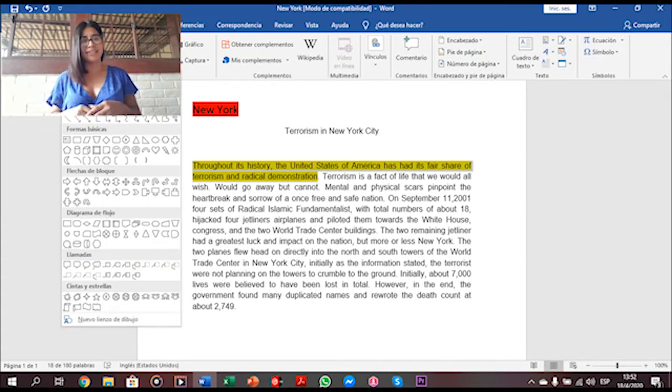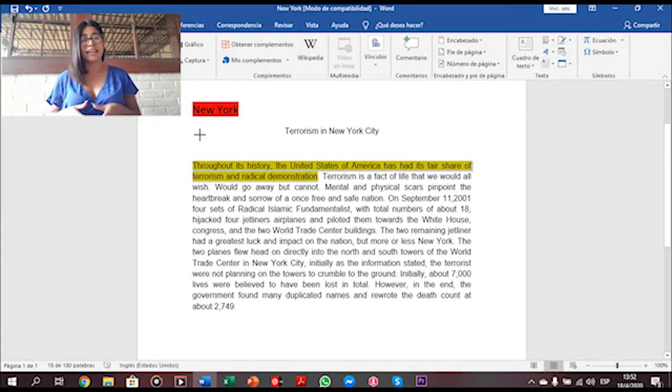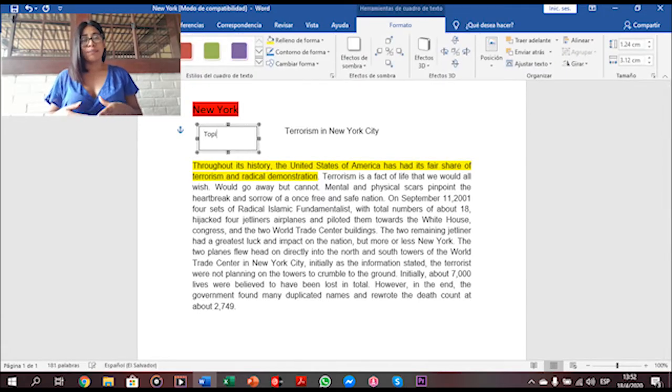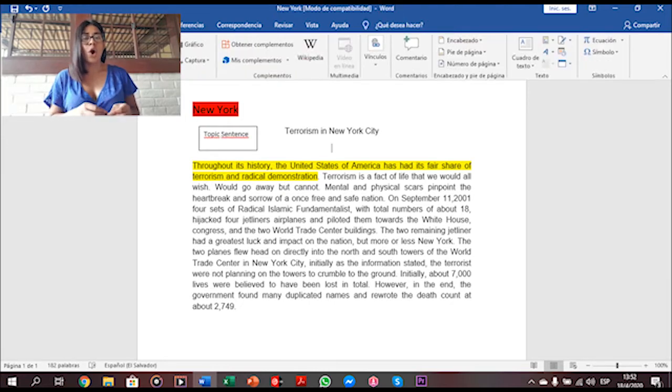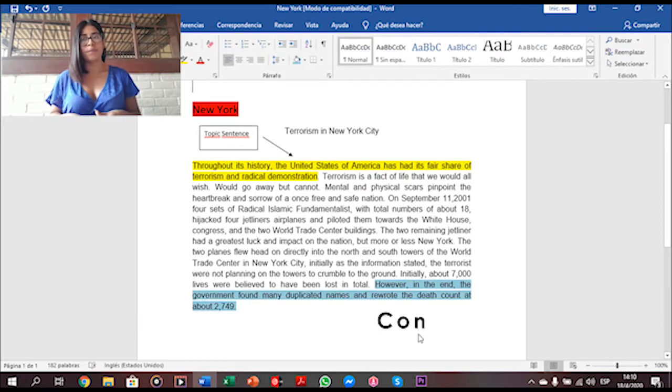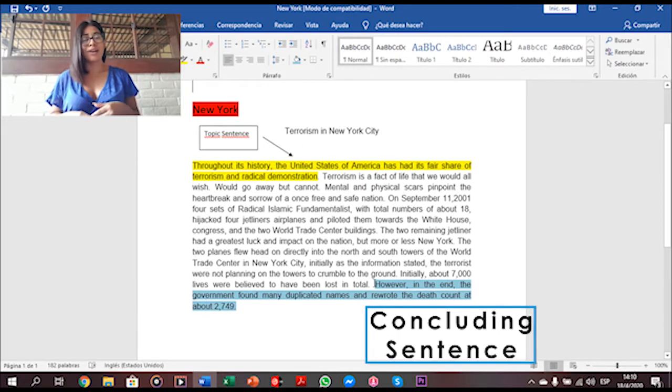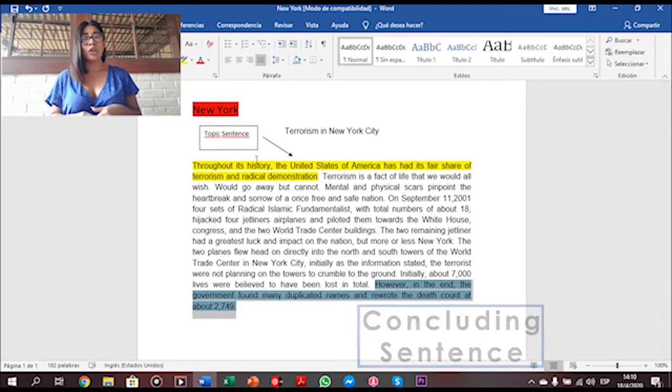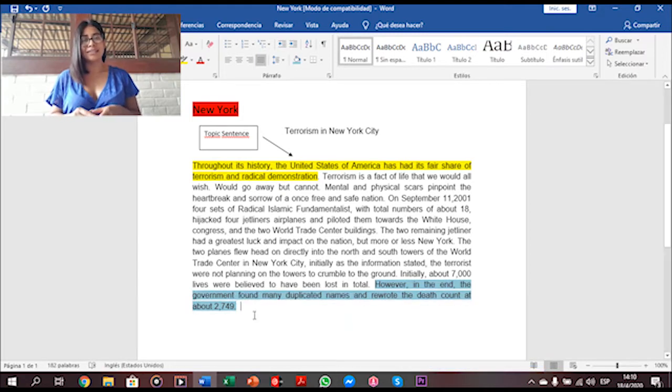What is a topic sentence? A topic sentence is the first sentence of the body paragraph. Simply put, the topic sentence introduces the topic. It will be broad enough to allow for explanation, but narrow enough that it doesn't require a paragraph that is too long. The second one is the concluding sentence. A concluding sentence is the last sentence.